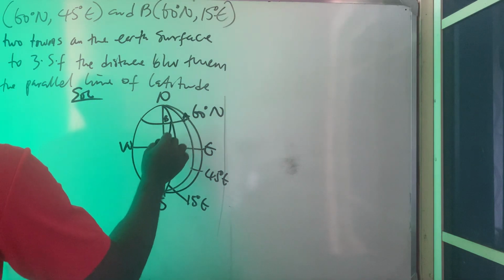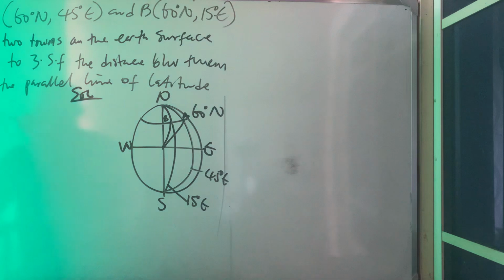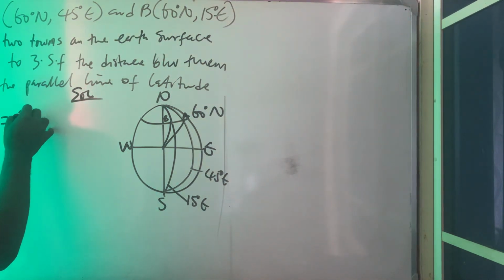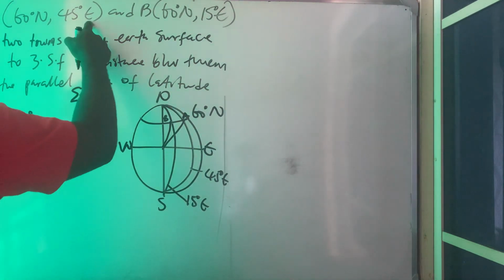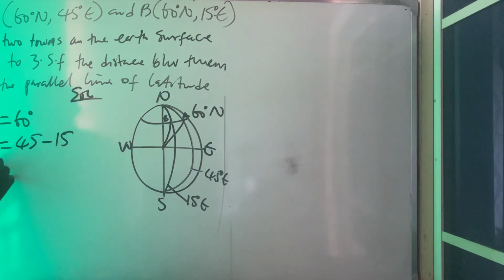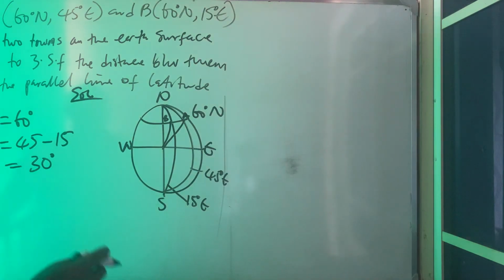So you take them to the center. Since they are on the same side, I'm going to subtract. My alpha is the one they have in common, which is 60 north. So my alpha is 60. My theta is gotten from the remaining one, and since they are both east, I must subtract 45 minus 15. So my theta is 30 degrees. All right, so you are done now.